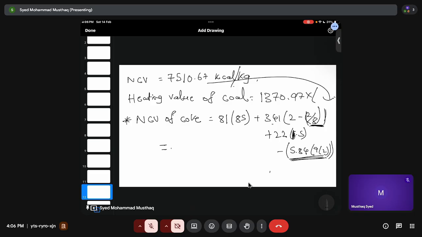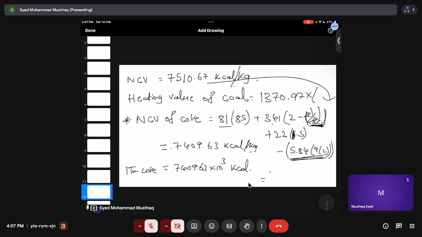So NCV will be 31.85, this will be 4, and 2 minus 0.25, which is 1.75, plus 22 into 1.5 minus 5.4 into 18. So this will give me 0.63 kilocalorie per kg. Now for 1 ton of coke, simply multiply by 10, and that is the amount in kilocalories that you will put.